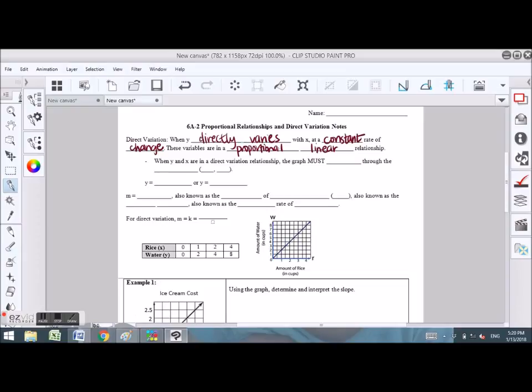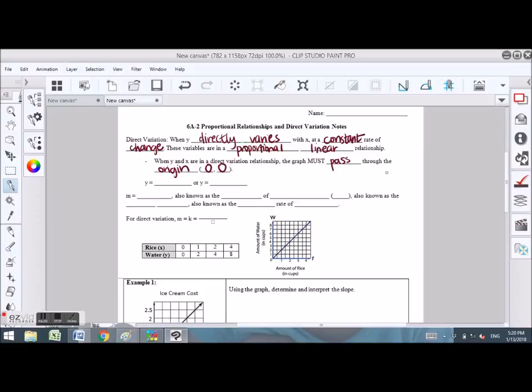So these variables are in a proportional linear relationship. Remember, proportional means that the ratio will always stay the same. Linear is when we talk about graphs, and that just means they change in a graph. It would be on a straight line. So when y and x are in a direct variation relationship, the graph must pass through the origin. Now you should remember that the origin is the point 0, 0.